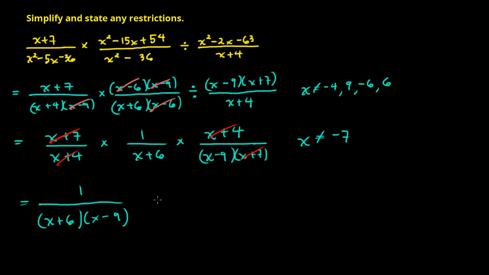And the restrictions I need to list out. So I've got that x cannot be equal to negative 7, negative 6, negative 4, 6, and 9. So lots of restrictions to list out there.